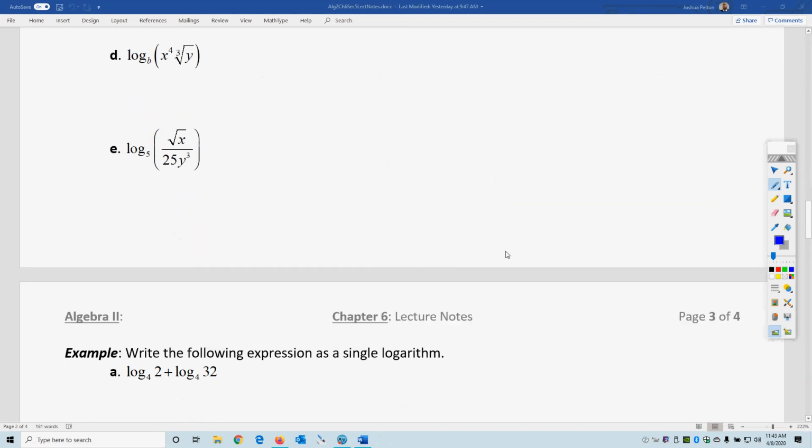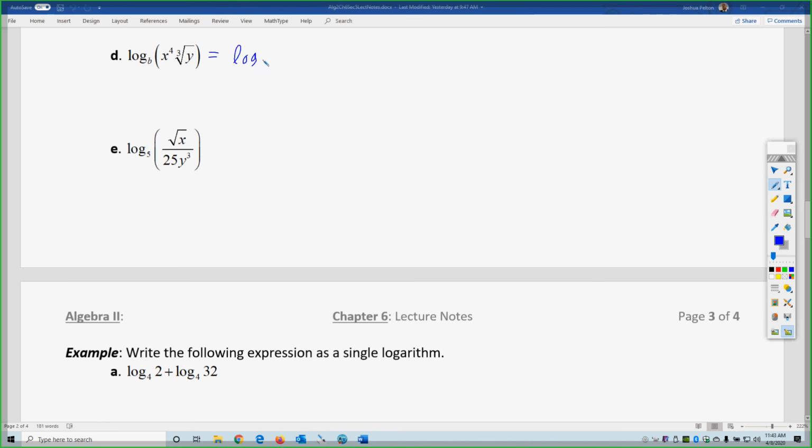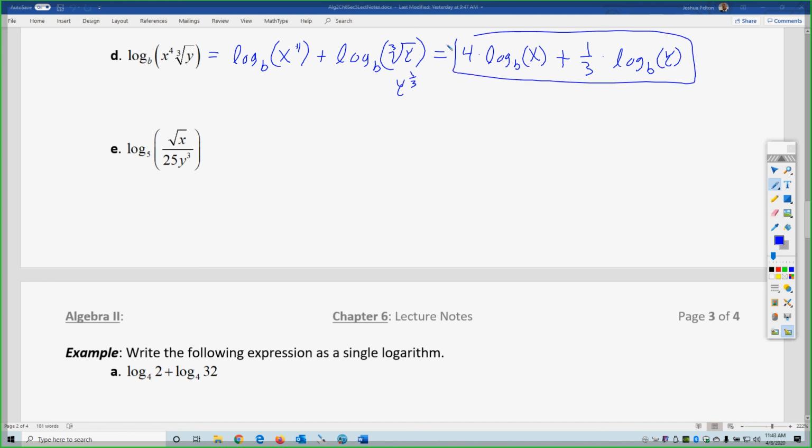Okay, so remember for expansion, the order matters. So quotient rule first, but there isn't one in this case, but there is a product. So log base b of x to the fourth plus log base b of the third root of y. So quotient rule first, which there wasn't one, product rule, then power rule. So this is really 4 times log base b of x using the power rule of logs. Plus, this is really y to the 1/3 if you think about it, right? So this is 1/3 times log base b of y. So that is our final answer there.